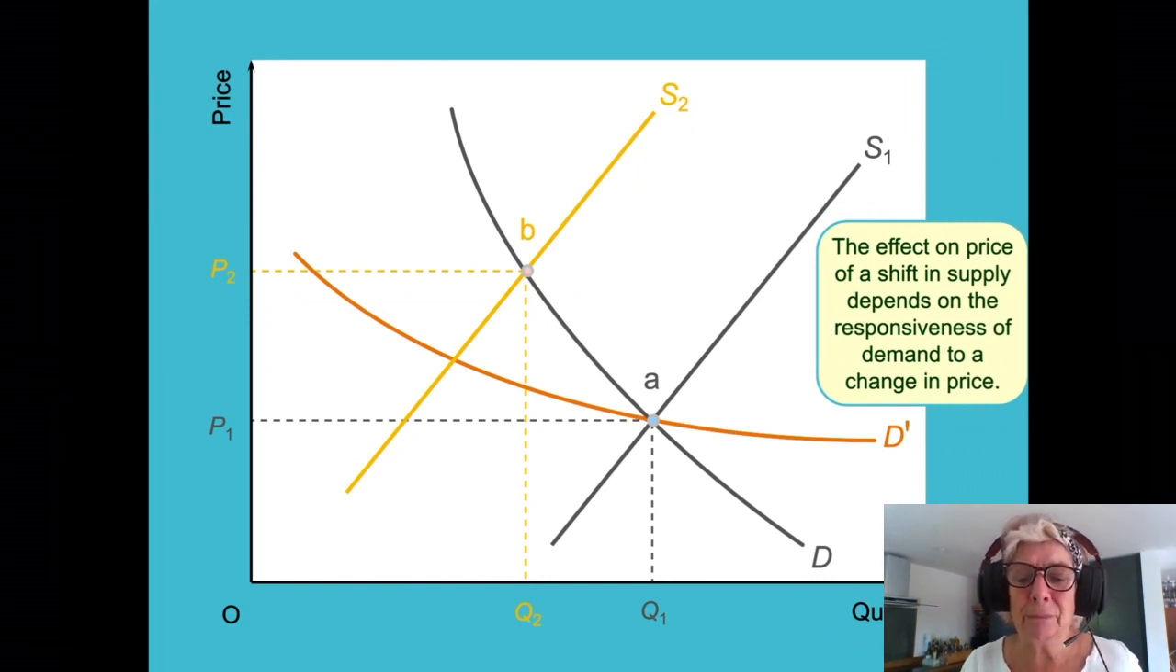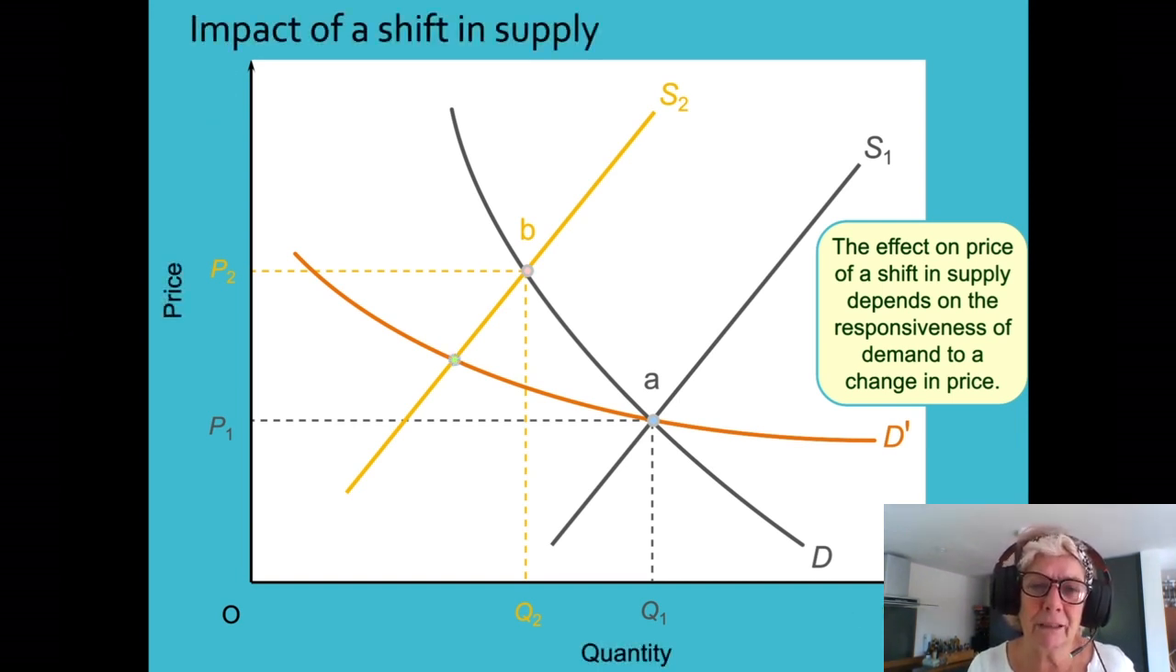Let's put an elastic demand curve on this same diagram. So now D1 is an elastic demand curve, and look at what's happening there. There's still been a change in the price, but this time the price has gone up not all the way to P2, but just to P3. So with a very elastic demand curve, a shift in supply will cause an increase in price, but not such a big increase in price. And there has also been a change in the quantity demanded as well.